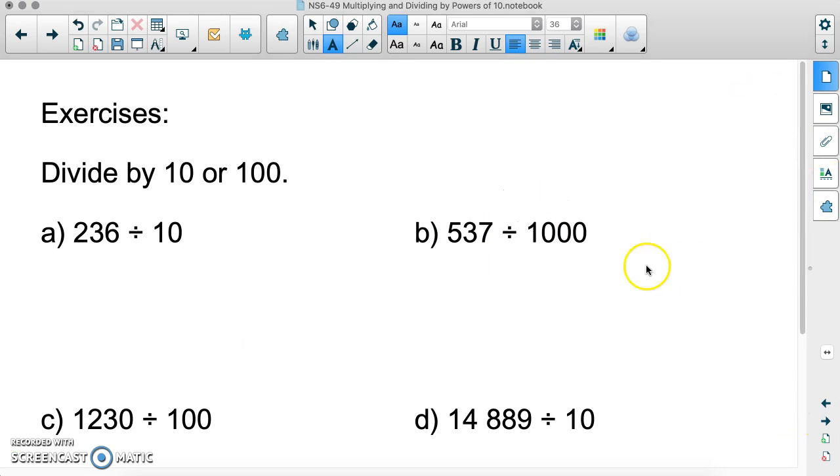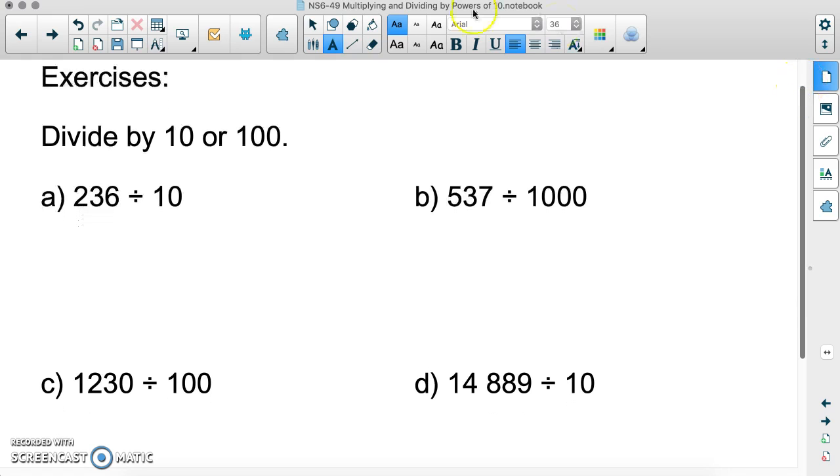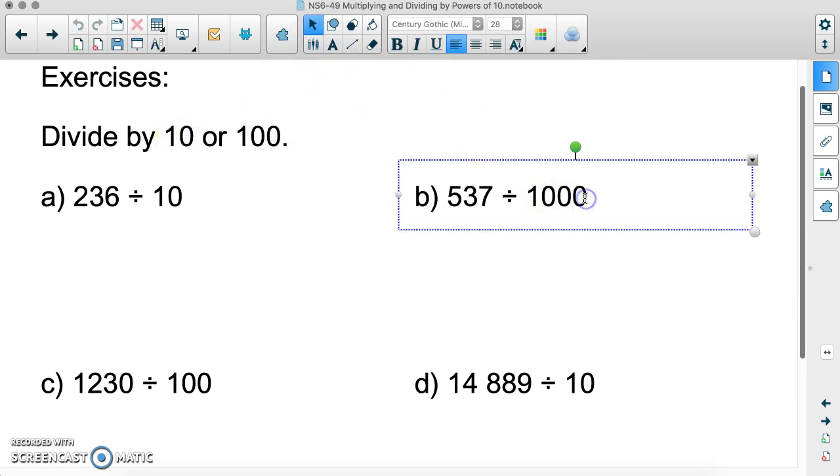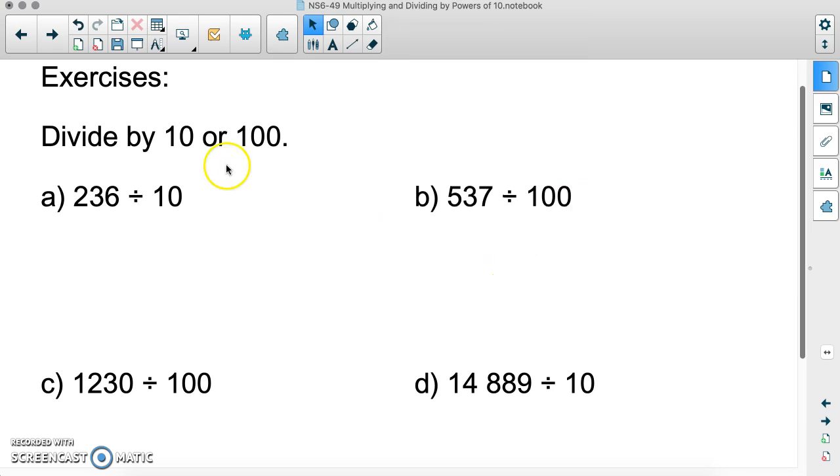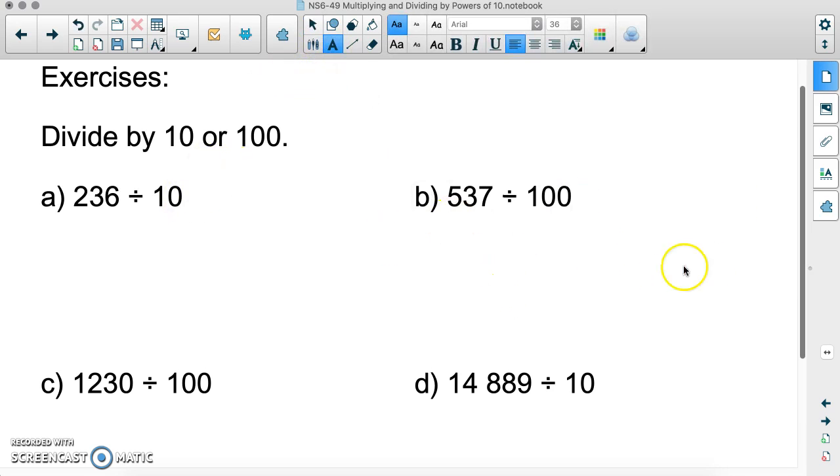Okay. So let's do these exercises, either dividing by 10 or dividing by 100. So really pay attention to those zeros. I'm going to just change this one here to be 100 because we haven't talked about 1,000 yet. So complete A, B, C, and D on your whiteboards following your rules, and then you're going to resume your screencast when you're ready.